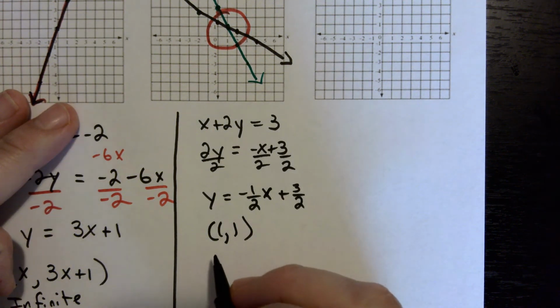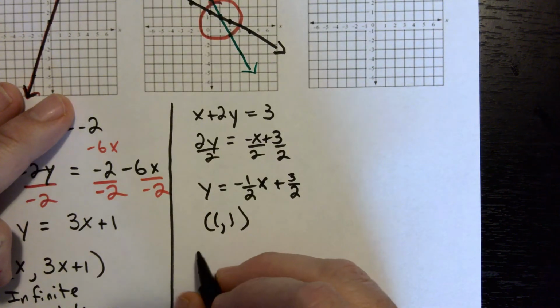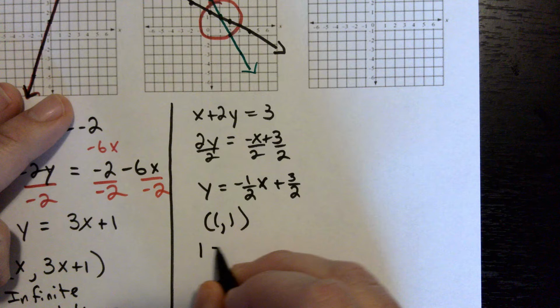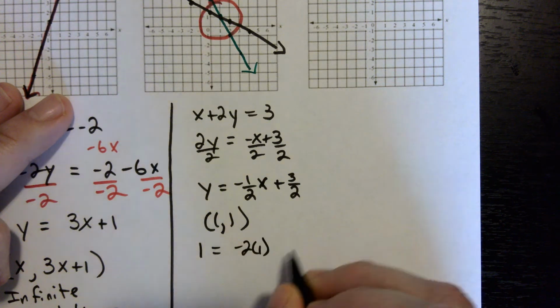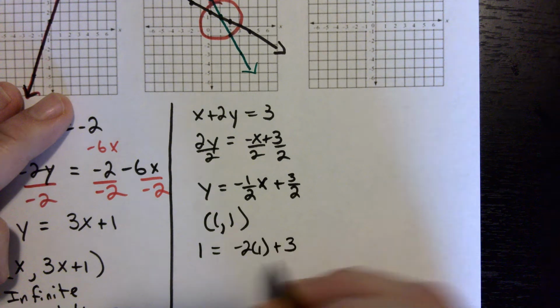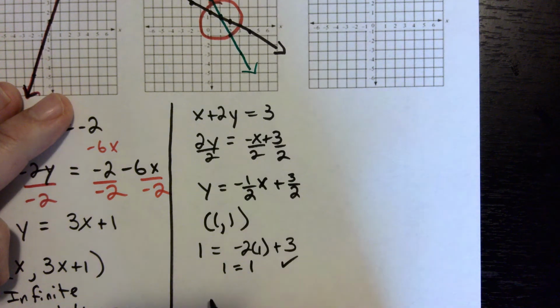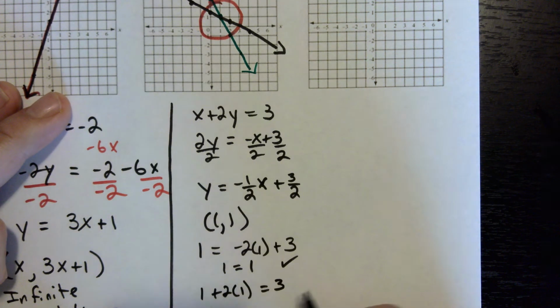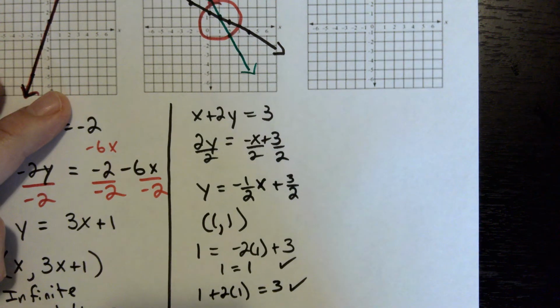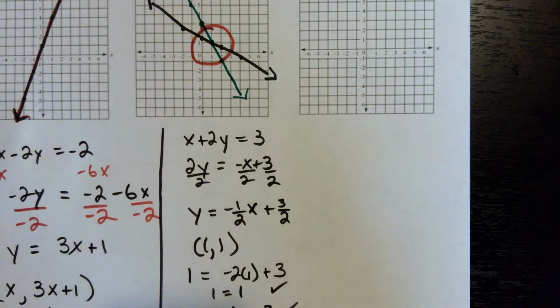Okay, so I have the function y is equal to -2x plus 3. Let's plug a 1 in there. So 1 is equal to -2 times 1 plus 3. That's 1 is equal to 1. That's true. Let's look at the other one. The original one was x plus 2y equals 3. So 1 plus 2 times 1 equals 3, and that one is also true. Okay, so this works. The solution is 1, comma 1.